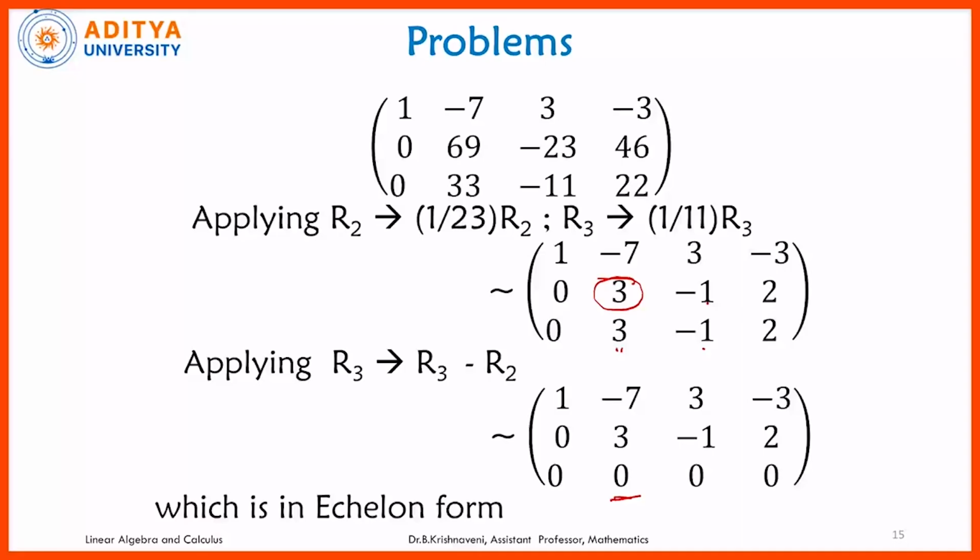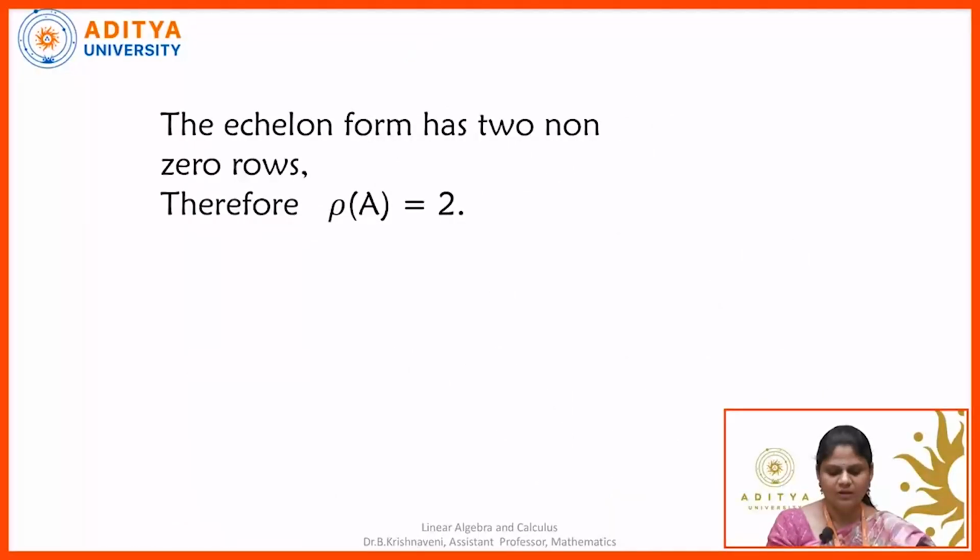Why so? Since we are getting a zero row below the non-zero row, and you can see the zeros are also increasing with the increase of row number. Hence we call this matrix to be in echelon form. Finally, you have to decide the rank of the matrix. The rank of the matrix using echelon form is nothing but the number of non-zero rows in an echelon form. How many non-zero rows are there? 1 and 2. This echelon form has 2 non-zero rows, therefore the rank of the matrix is equal to 2.